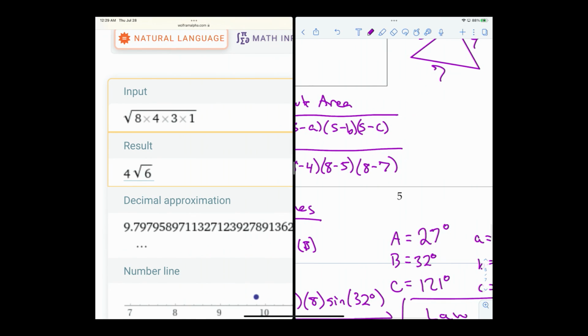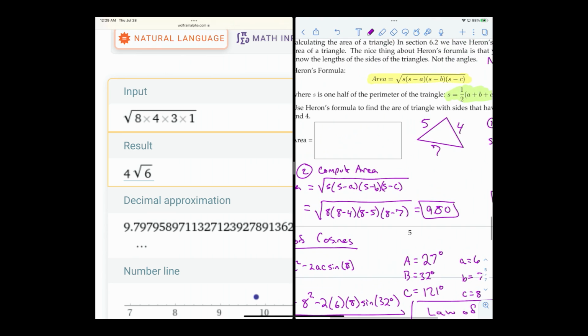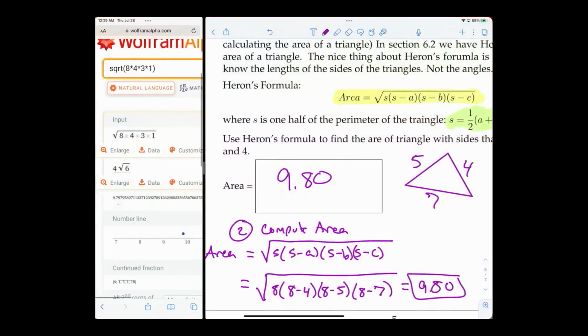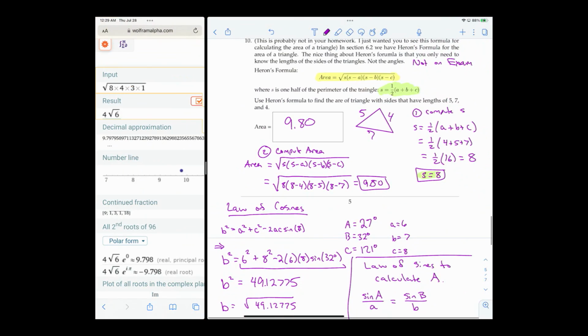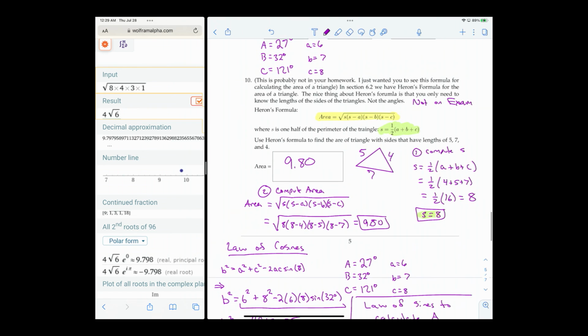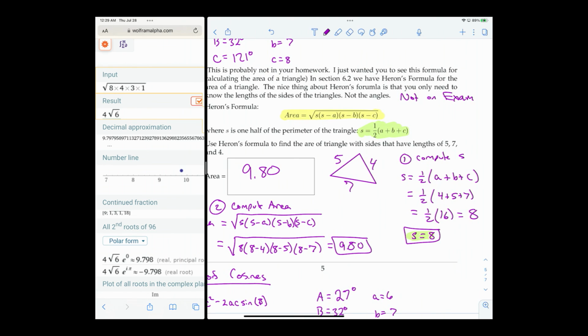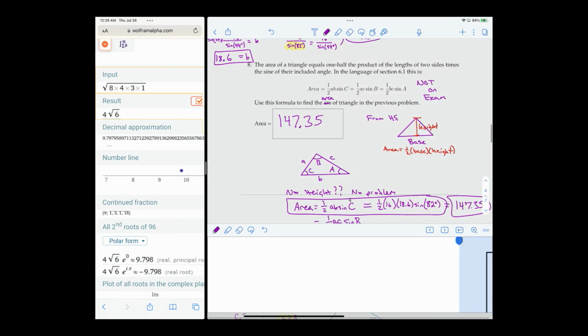So we get 9.79, or if we round, 9.80. Okay, and that's it. So simple process, two steps. And you don't have to do that on an exam or anything. It's not on the homework. I just wanted you to see that these formulas exist in case you're ever trying to calculate the area of a triangle.